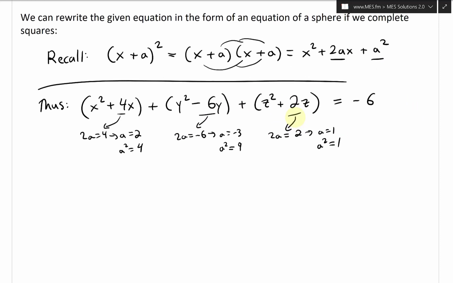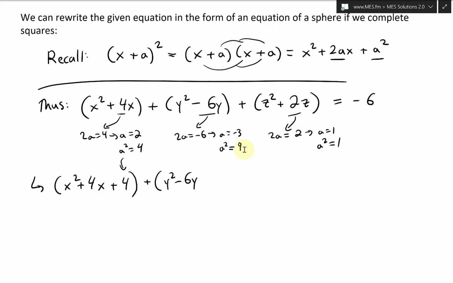So what we'll get is x squared plus 4x plus a squared now. A squared is 4. So that's our a squared, 4, like that. And then we're going to subtract 4 as well. This next one is going to be y squared minus 6y, then plus a squared, which is 9, and we're going to have to subtract that as well. And then the next one is z squared plus 2z, plus a squared, which is 1, like that. And then on the right side is negative 6.